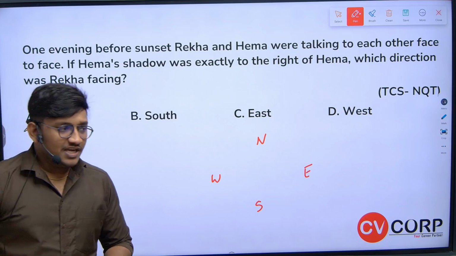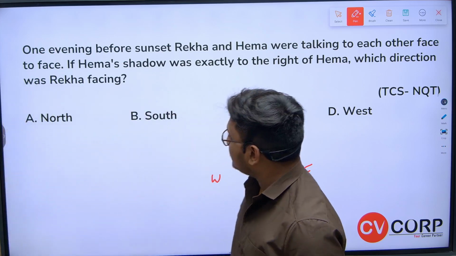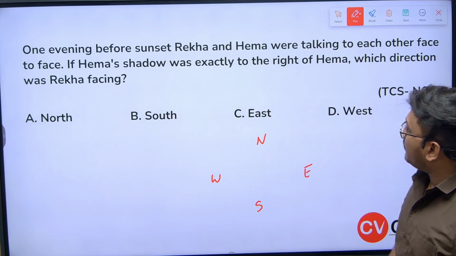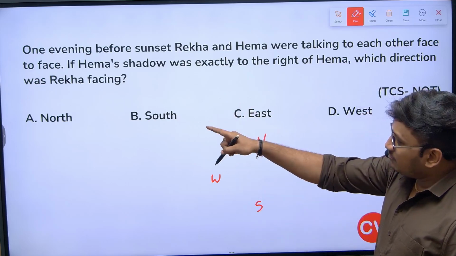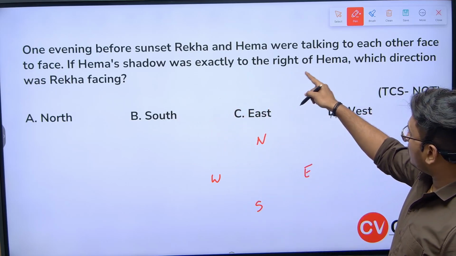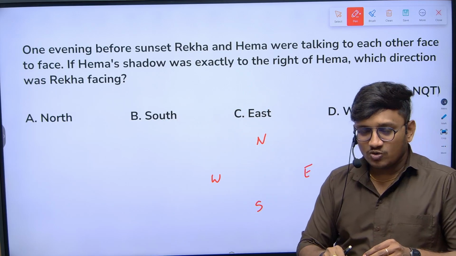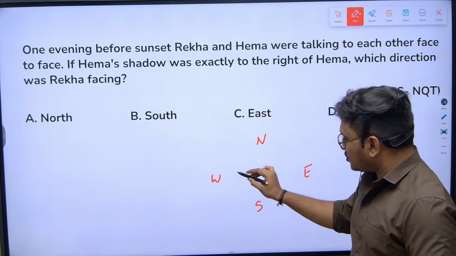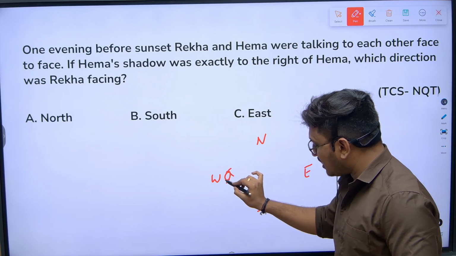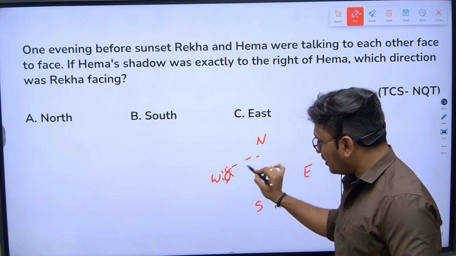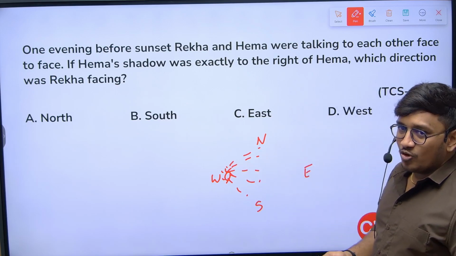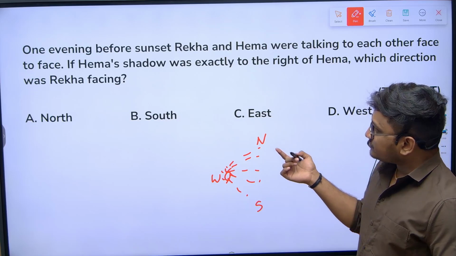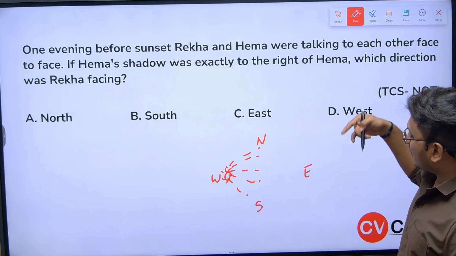Okay, one evening before sunset, Rekha and Hema were talking to each other face to face. Hema's shadow was exactly to the right of Hema itself. So obviously, in the evening, sun rays will fall from the west side. So they're talking about Hema. Hema's shadow was exactly to the right of Hema.